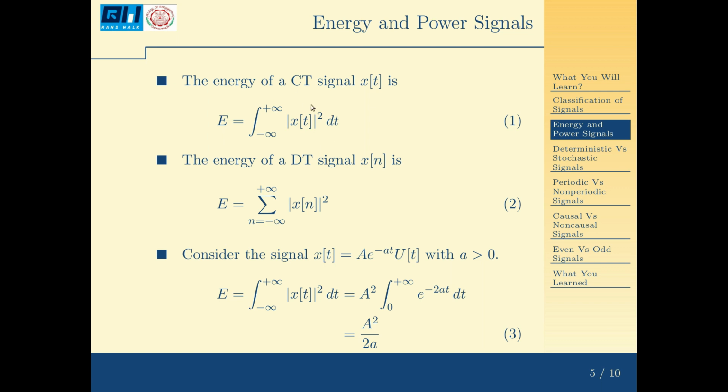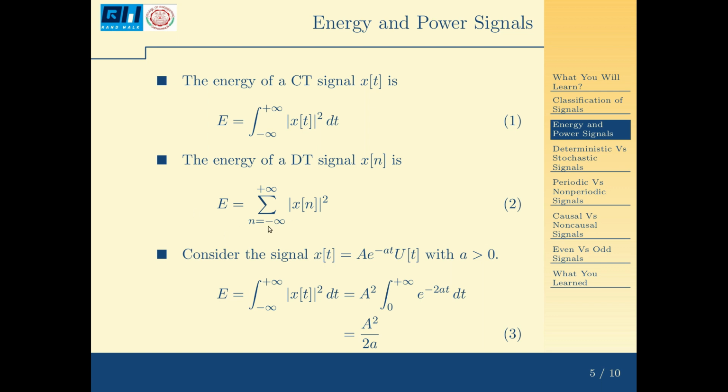Now, what is the energy of a discrete time signal x[n]? Here the time axis is discrete, so instead of x(t) I have x[n]. So instead of |x(t)|² I have |x[n]|². Since the |x[n]|² values are discrete, instead of the continuous integration I have a discrete summation, that is, the sum over n from minus infinity to plus infinity of |x[n]|². That is the energy of a discrete time signal.